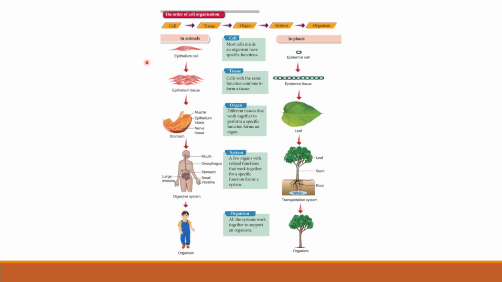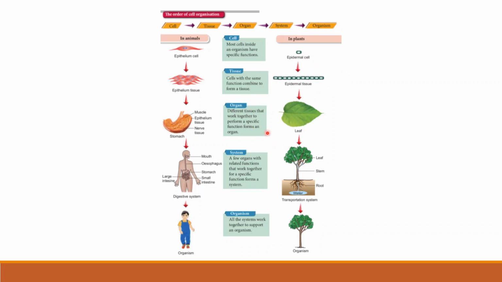As you can see, the cell over here, an animal cell, for example, epithelium cells. One cell can only do so much, but imagine if these epithelium cells join forces with many other epithelium cells, they form epithelium tissues. For tissue in general, cells with the same function combine to form a tissue. So in plants, it's from epidermal cell to epidermal tissue. The next level of cell organization will be the organ.